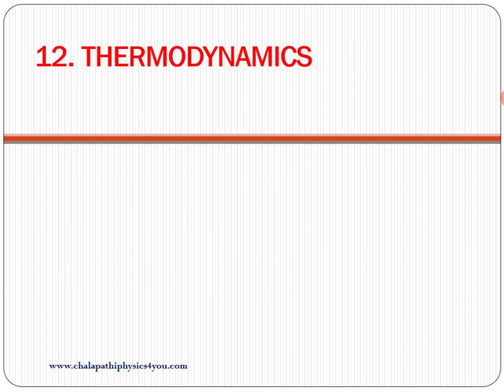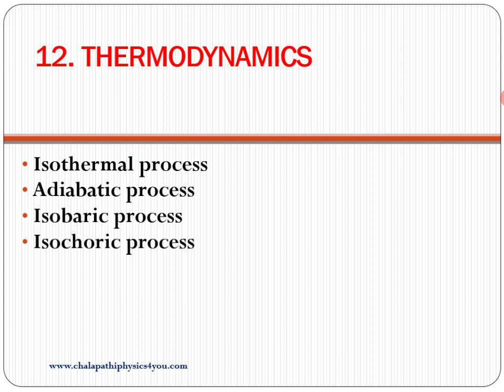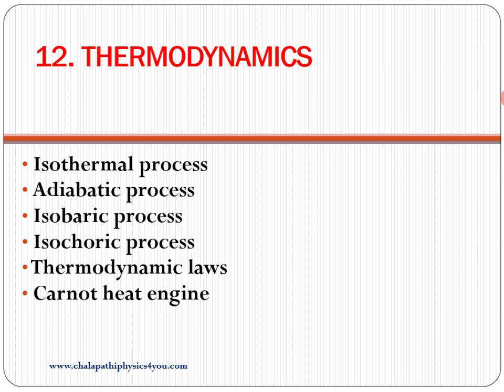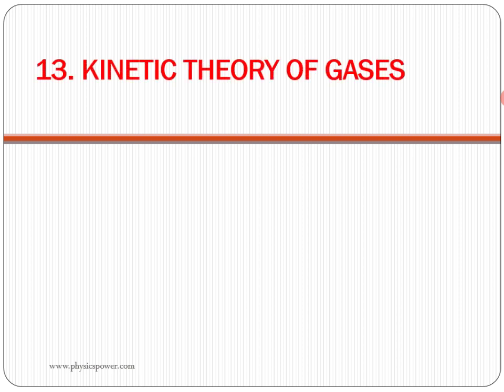Next lesson, thermodynamics. In this we will learn different processes in the lesson. Those are isothermal, adiabatic, isobaric, isochoric. So these processes with simple definitions. For example, temperature constant isothermal, heat constant adiabatic, pressure constant isobaric, volume constant isochoric. Those process details will be there, and as well as the thermodynamic laws and a very important essay question, Carnot heat engine. So many essays are there in the isothermal adiabatic process, work done also essays, and as well as Carnot engine one essay.